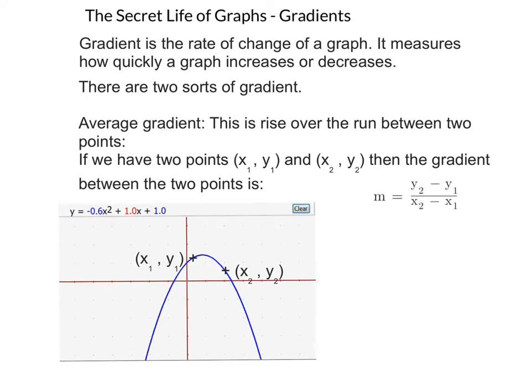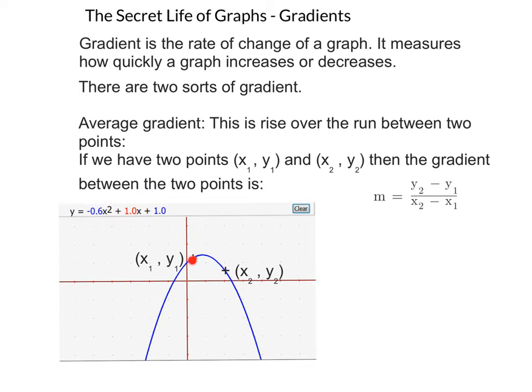There are 2 main ways of getting a gradient. The first one is the average gradient. This is the rise over the run between 2 points. You need 2 points to get an average. If we have 2 points, x1 and y1, and x2 and y2, then the gradient between the 2 points is y2 minus y1 over x2 minus x1.